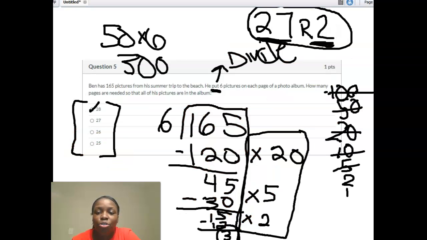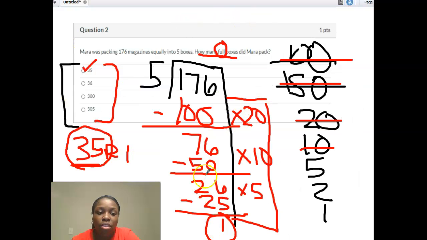I want to give a shout out to Miss Seychell's class for an awesome job yesterday with doing the Ed puzzle and practicing their division.